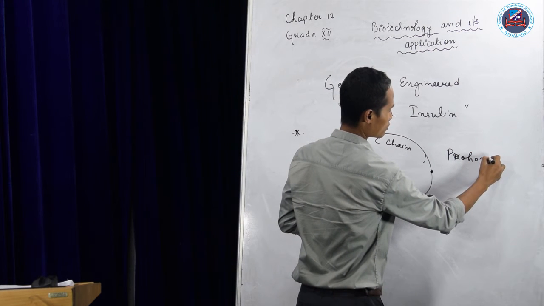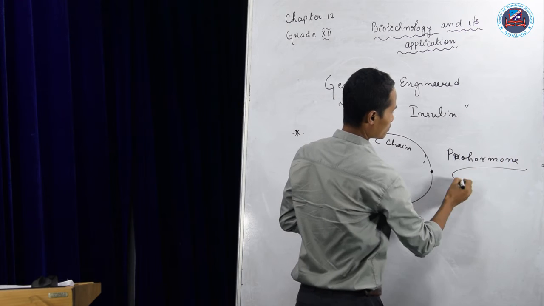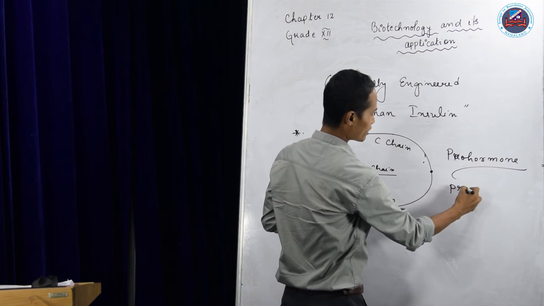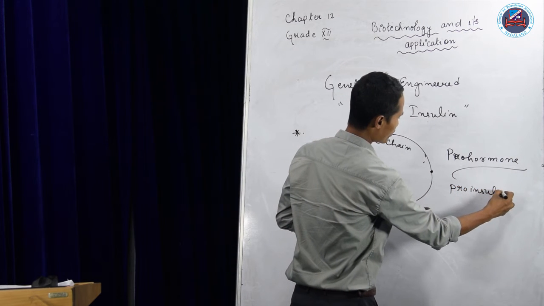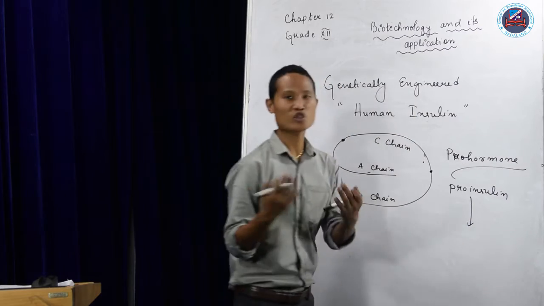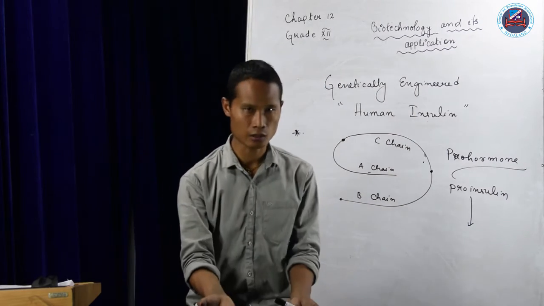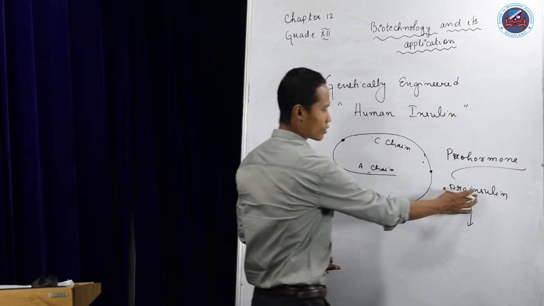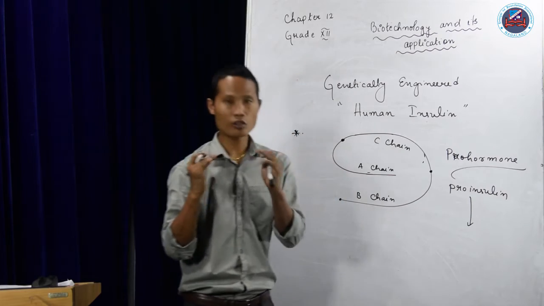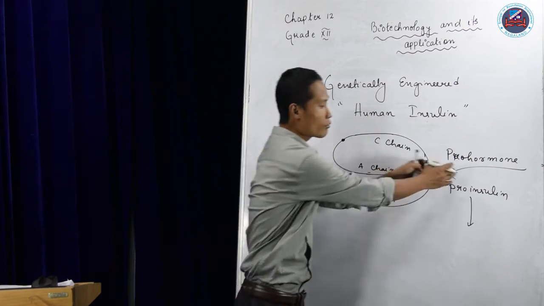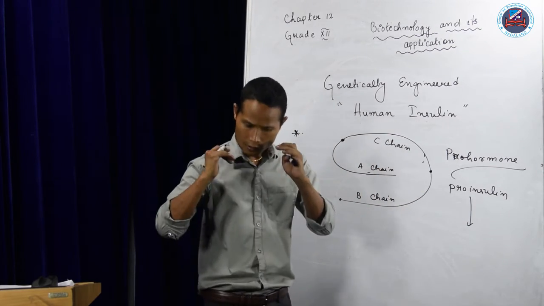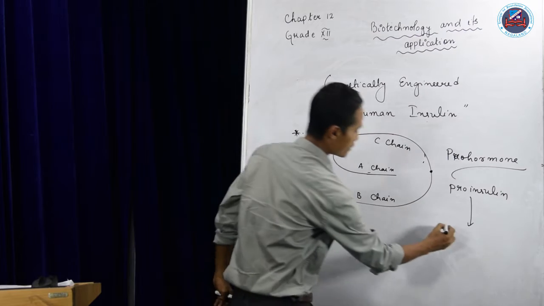Prohormone, or we call it proinsulin. Proinsulin means it is not yet matured. It is not yet functional. So it is non-functional, and it has to undergo a maturation process, and only then will it convert to insulin.